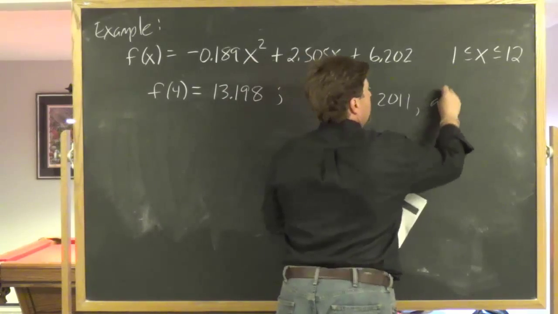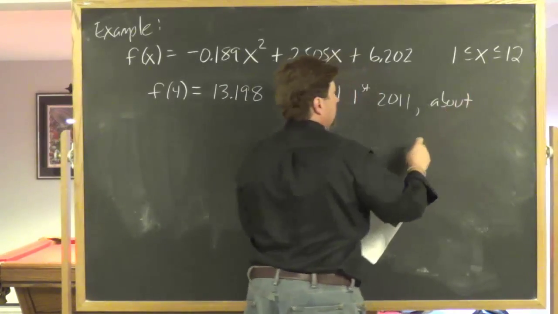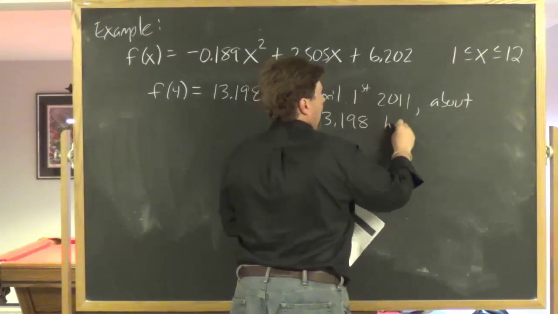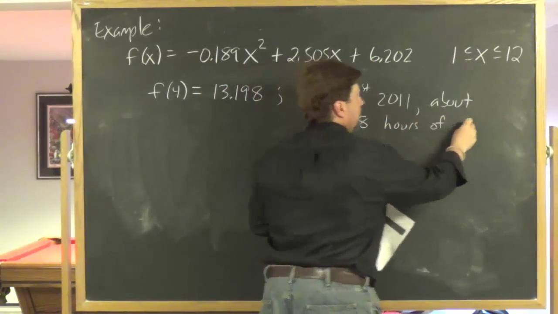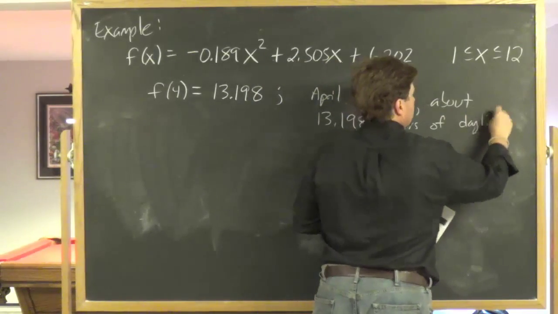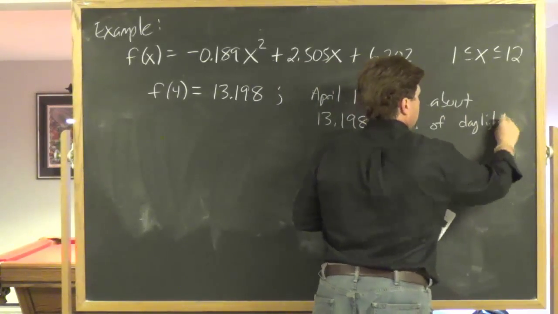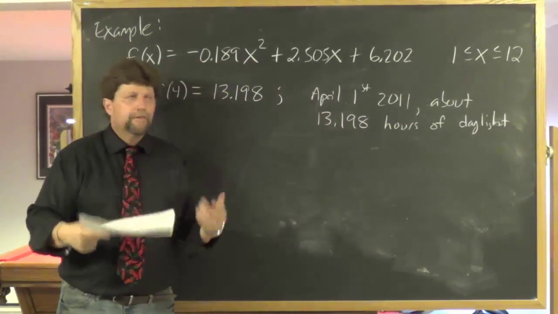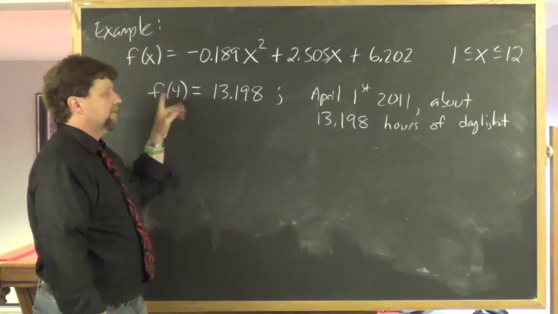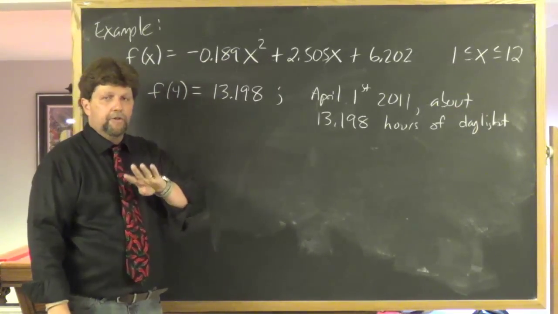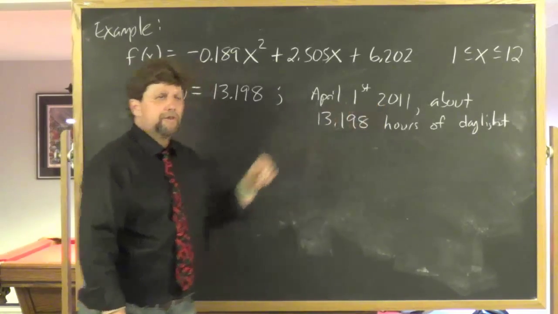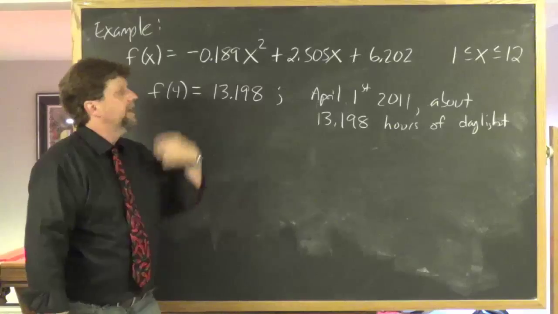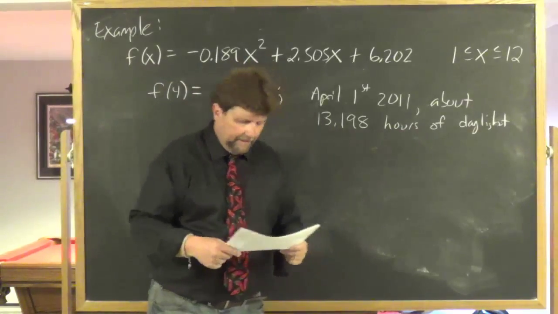On April 1st, 2011, there were about 13.198 hours of daylight in Joliet, Illinois, because f of x represented the number of hours of daylight. So the 4 tells us 4 months after December 1st, 2010. That's what tells us April 1st, 2011. And then the functional value, 13.198, that's telling us the number of hours of daylight.